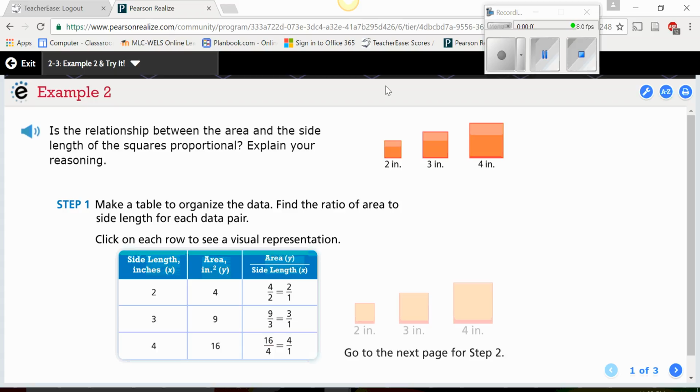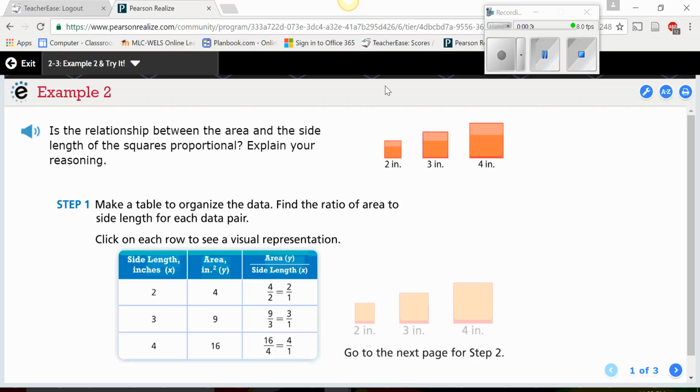Lesson or topic 2-3 is what we're looking at today. And example 1 once again is on the Realize site, so we're going to go through examples 2 and 3 together today. As we look at these samples, we're dealing with proportions and trying to understand if two different increments are proportional. So we're looking at a comparison of these things.